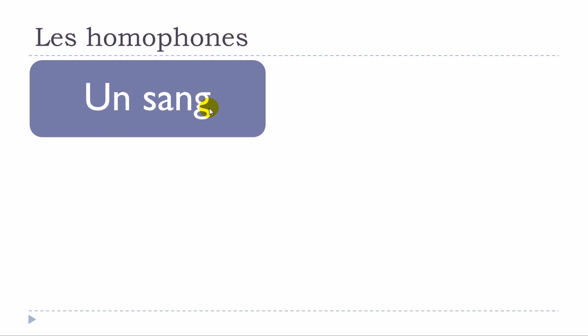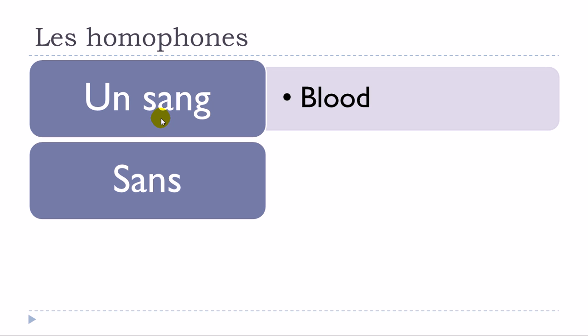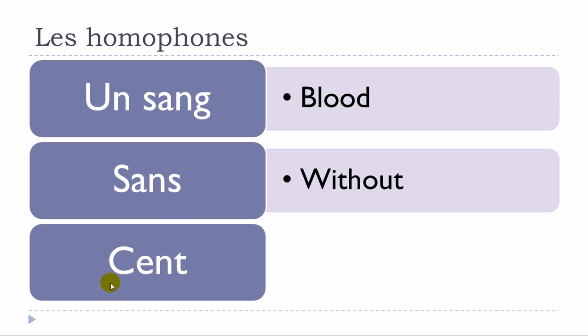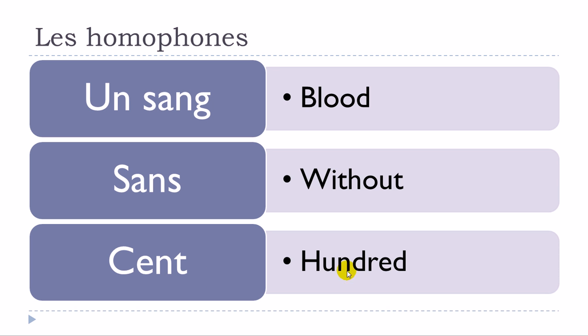Un sang. Okay, remember this G here doesn't exist, so un sang. And then here we've got this sans. Quite useful because it means without, sans. And we've got a third one, cent, written like that, and it's 100. Okay, so un cent, cent.